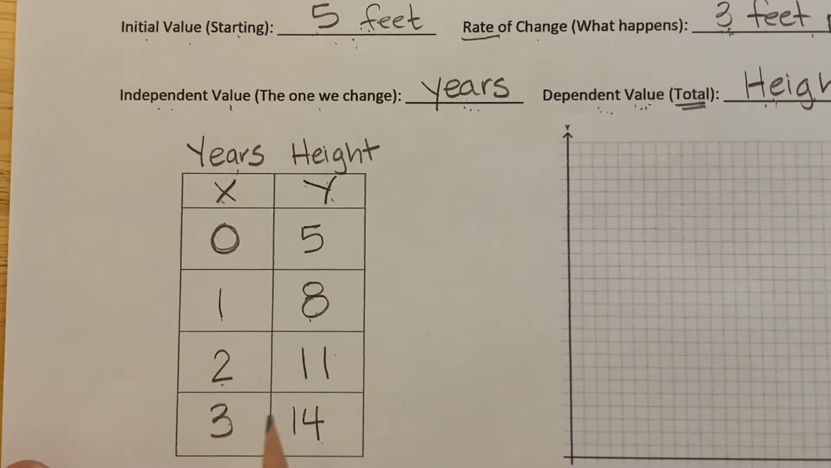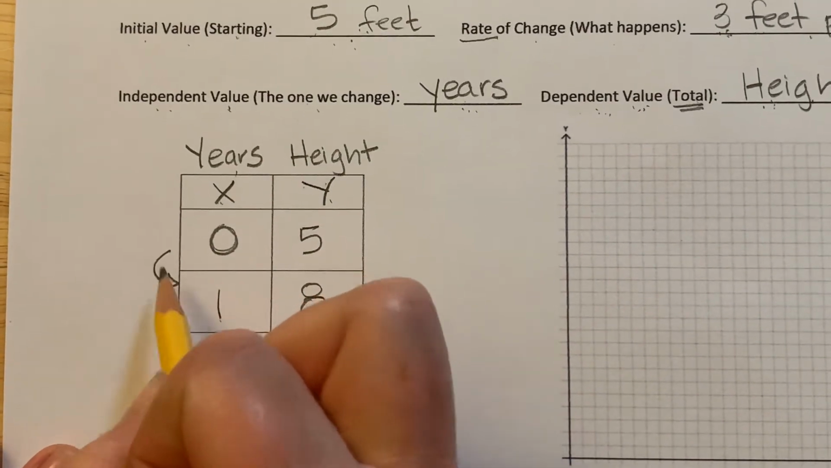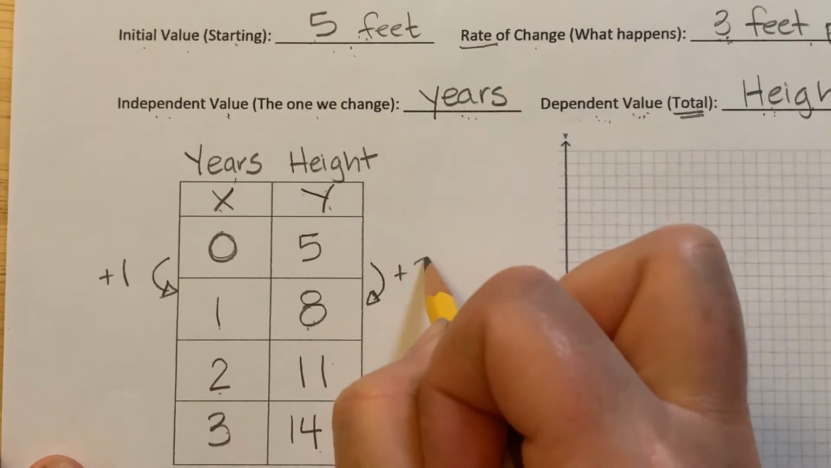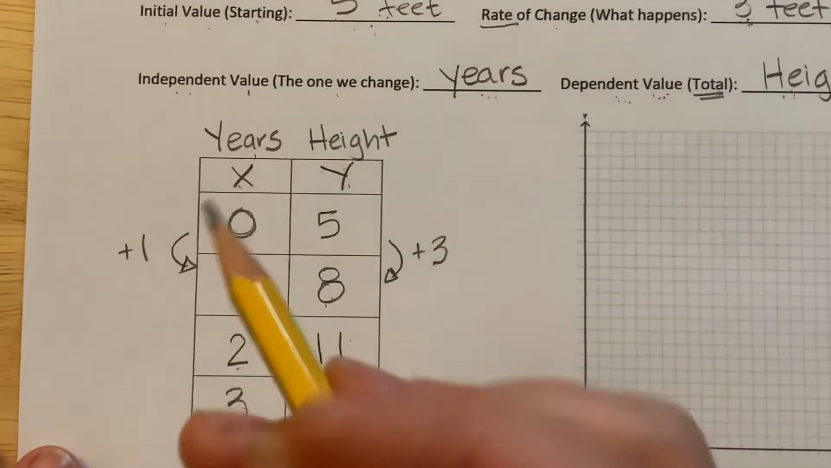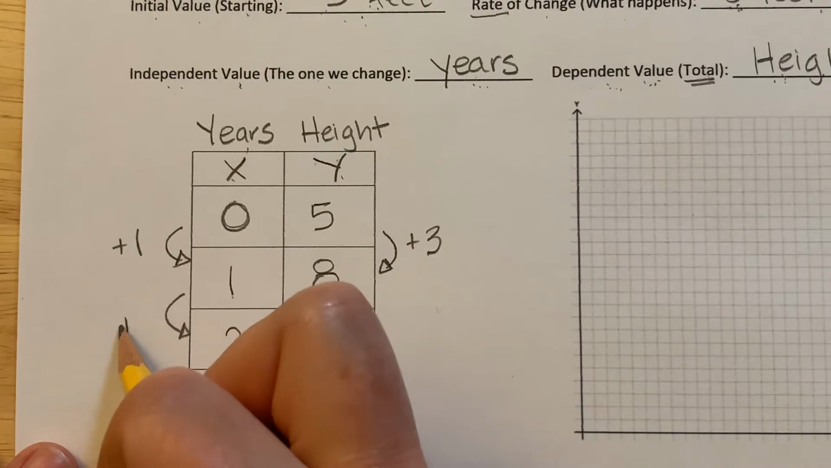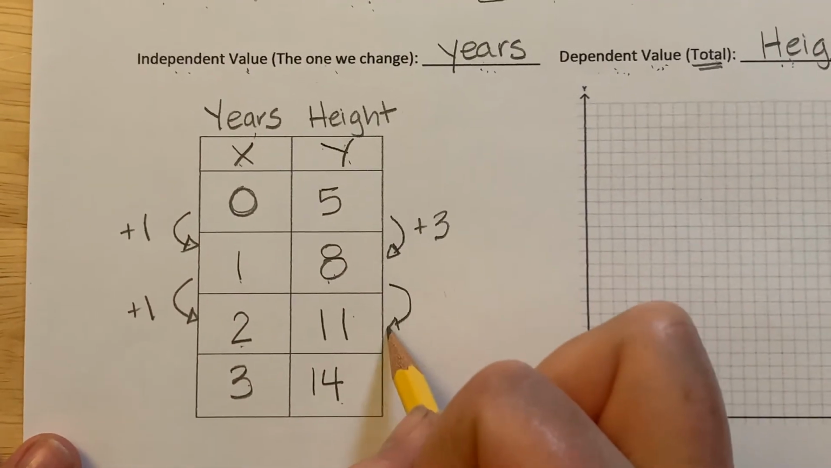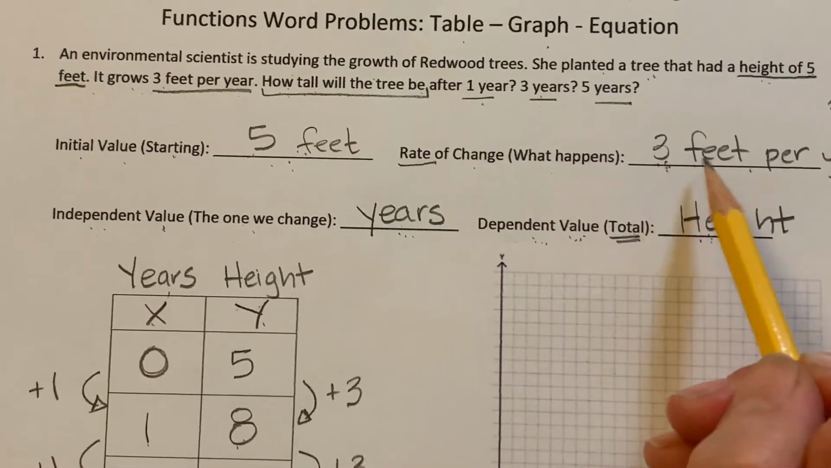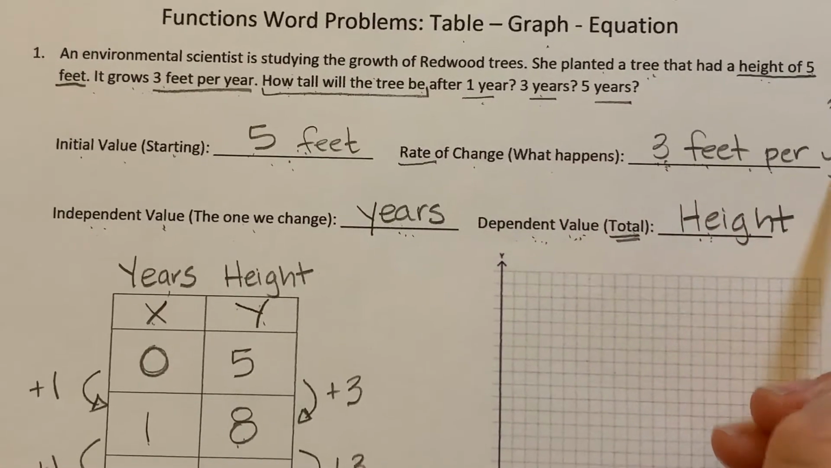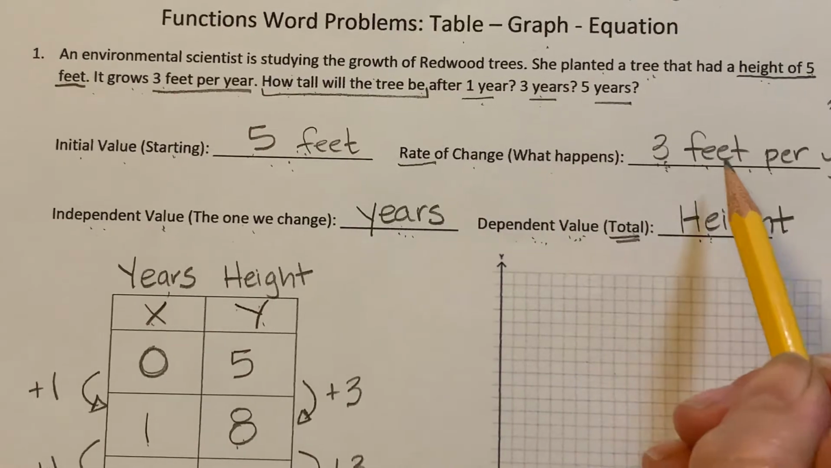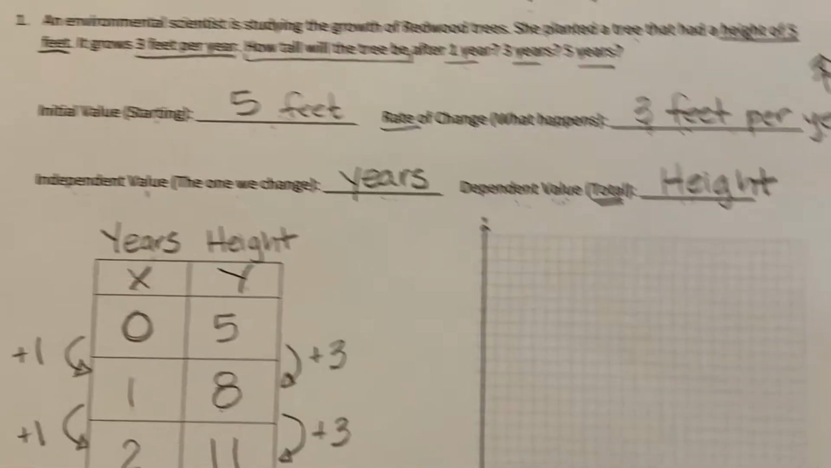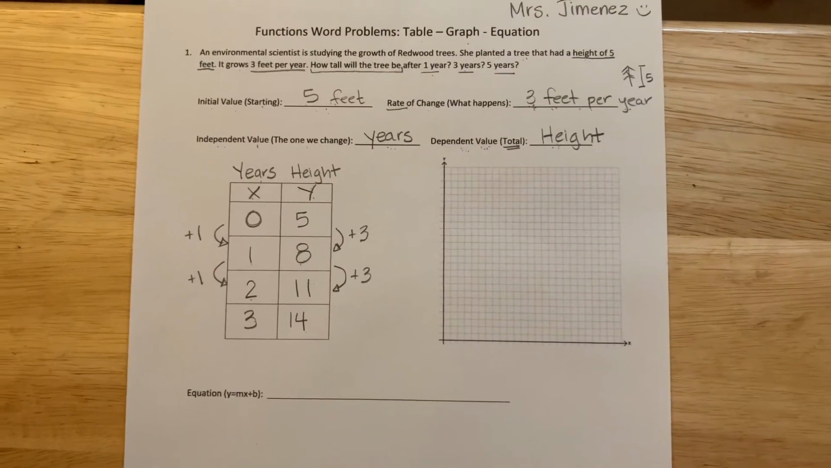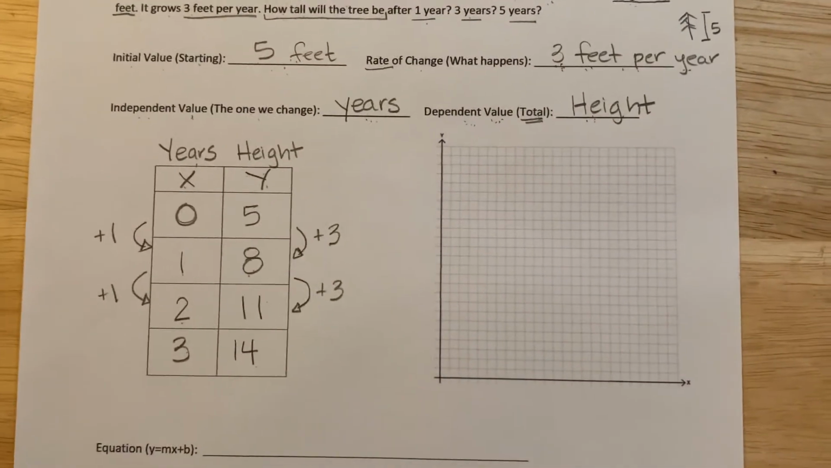Okay, so what I want you to notice is every time that I added 1 year, I added 3 feet. That is because our rate of change is 3 feet per 1 year. That means for every year, I need to add 3 feet. Okay. Now, that's how we were able to put the information into a table. So now we need to graph it.